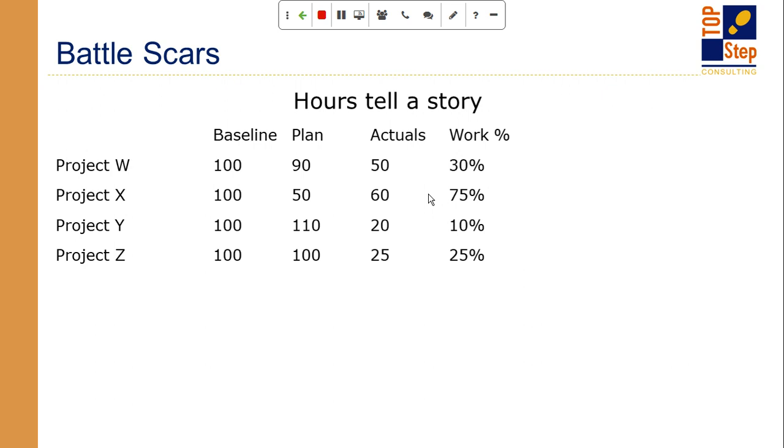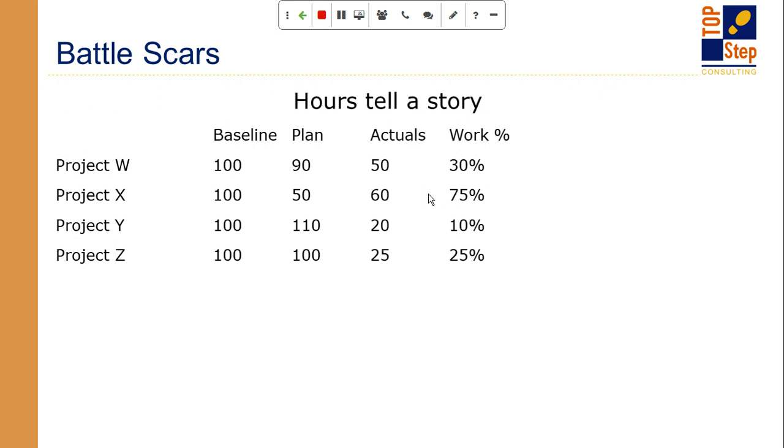On Project Y, the baseline is 100 and the plan was 110, so I was actually planning to go over budget. So far I've only delivered 20, so you're early in the project, and I've only got 10% of the work complete. I may not be worried about this because it's so early in the project, but even at this point I can have some leading indicators that would tell me from an ETC EAC perspective what to expect moving forward.